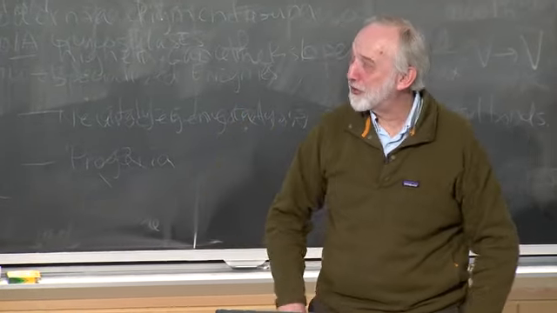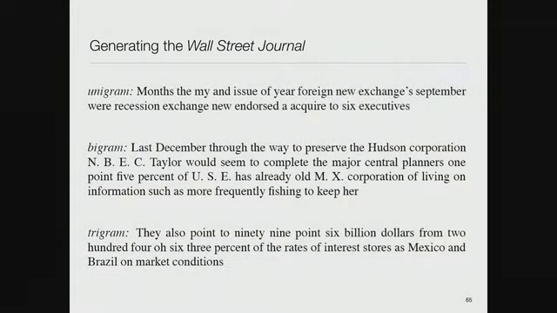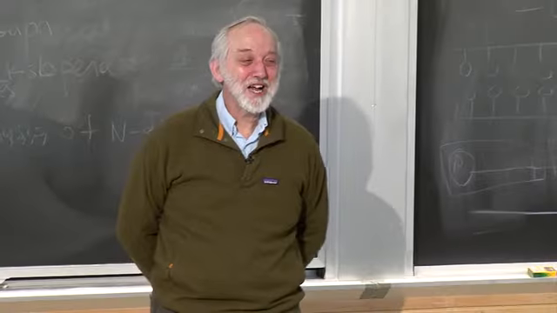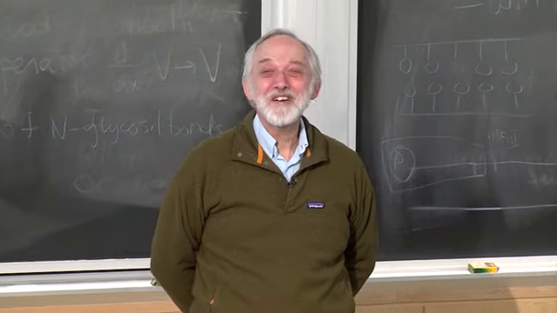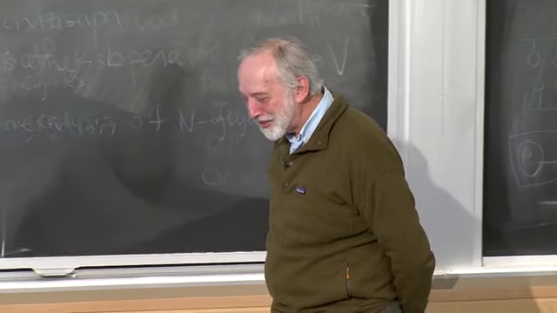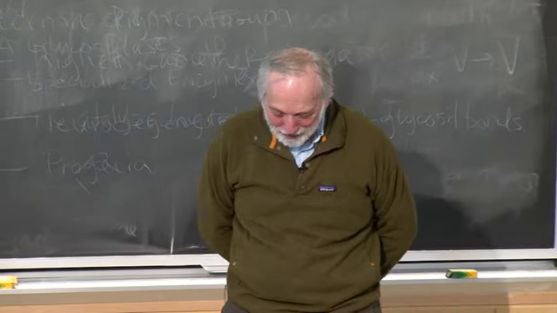Here's an example of generating the Wall Street Journal. So from unigrams, months, the Maya and issue of year foreign new exchanges, September were recession. It's word salad. But if you go to trigrams, they also point to $99.6 billion from 204.063% of the rates of interest stores as Mexico and Brazil. So you could imagine that this is some Wall Street Journal writer on acid writing this text, because it has a little bit of the right kind of flavor.